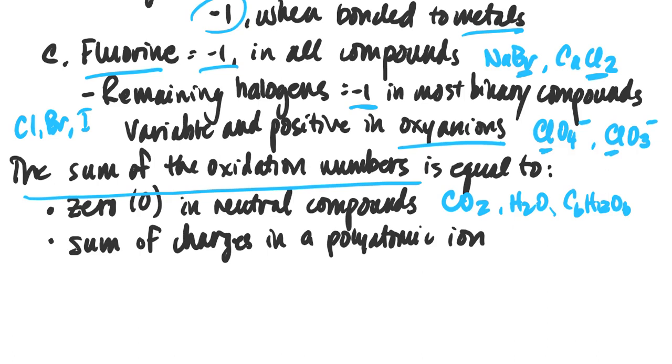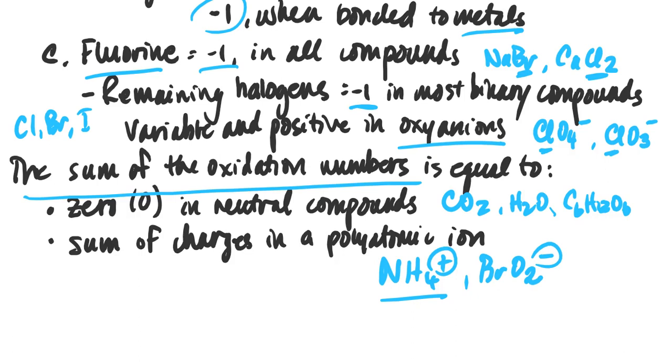Okay? Now, if I have a polyatomic ion, like say the ammonium ion, or if I've got something like the bromite ion, for example, then basically the sum of the charges in the polyatomic ion will equal the charge on the polyatomic ion. So that means for the ammonium ion, all of those oxidation numbers should add up to +1. For the bromite ion, what I should have is a sum of oxidation numbers that should equal -1.